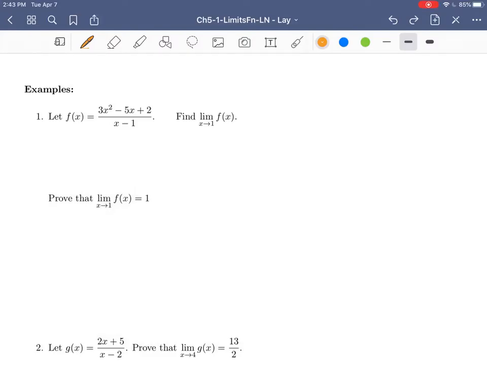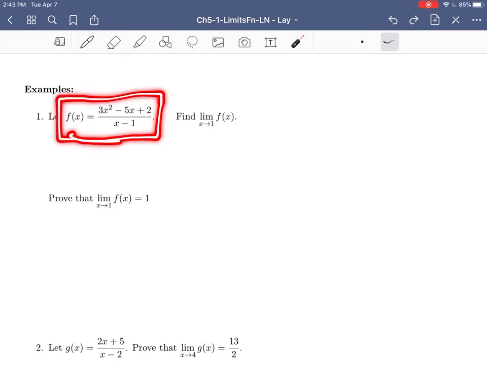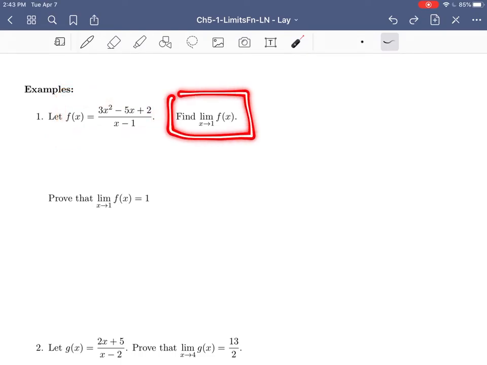Let's take a look at an example of a function where we are going to find the limit of the function at a point, and then we are going to prove that the value that we found actually is the limit. So here is our function. We have this function f of x equals 3x squared minus 5x plus 2 over x minus 1. We want to find the limit of f at 1. And so we're just going to roll through it using some basic calculus concepts.